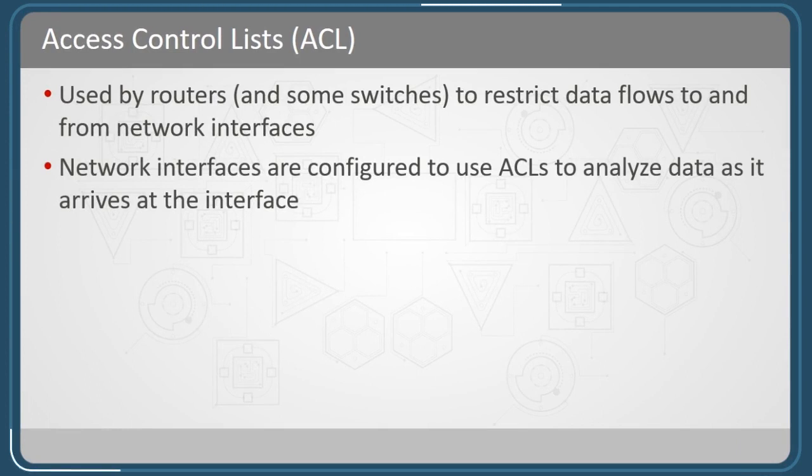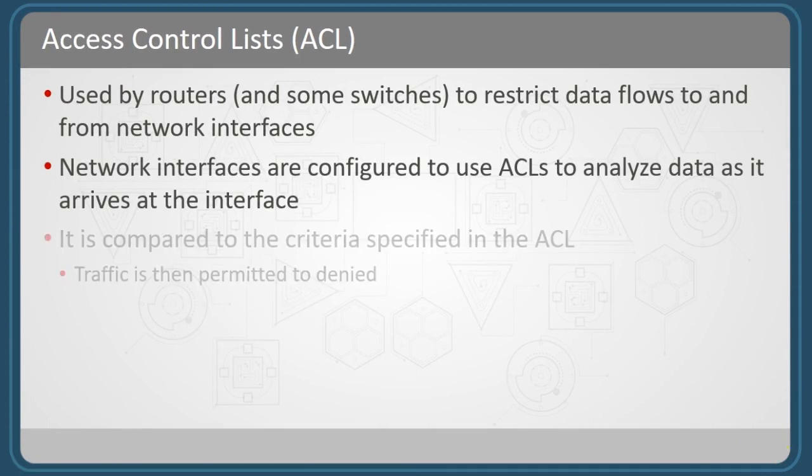The interfaces are configured to use the ACLs to analyze data as it arrives at the interface, and it is then compared to the criteria specified in the ACL. Now that's up to you, but if the conditions are met, the traffic is permitted. If the conditions are not met, the traffic is denied.